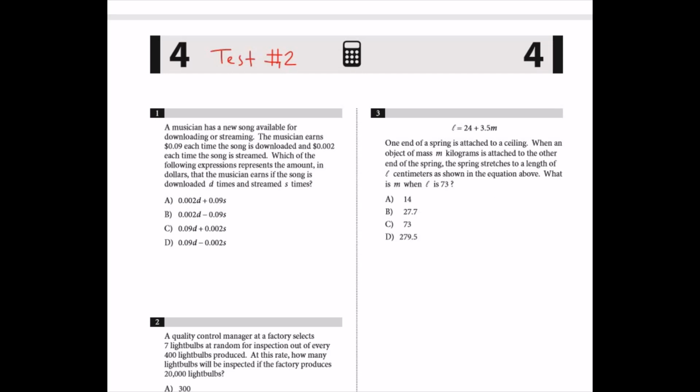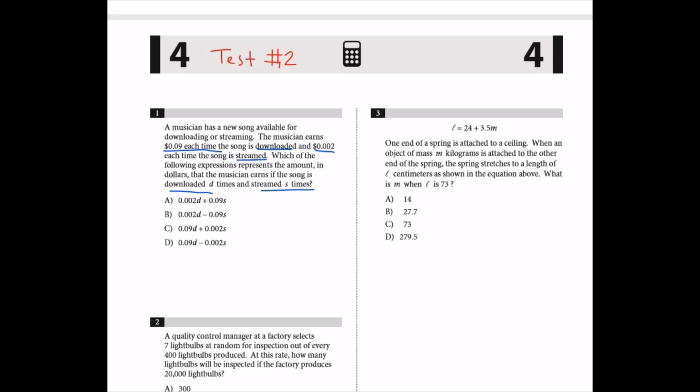A musician has a new song available for downloading or streaming. The musician earns $0.09 each time the song is downloaded and $0.002 each time the song is streamed. Which of the following expressions represents the amount in dollars that the musician earns if the song is downloaded d times and streamed s times?